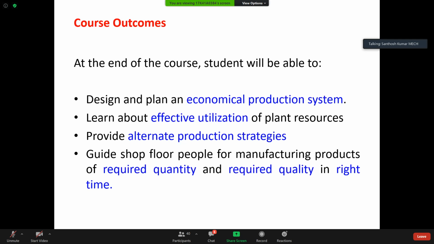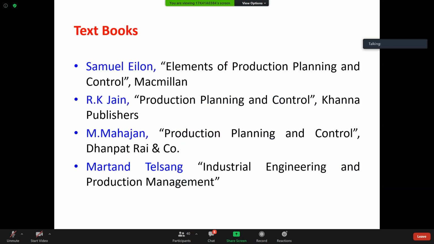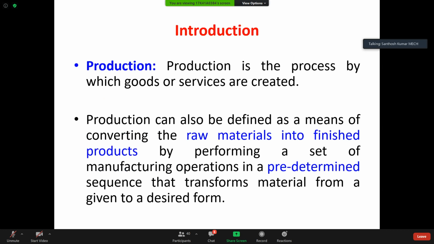Next. We have a few textbooks. Those who are interested, I can share some files also with the PPT. Next.